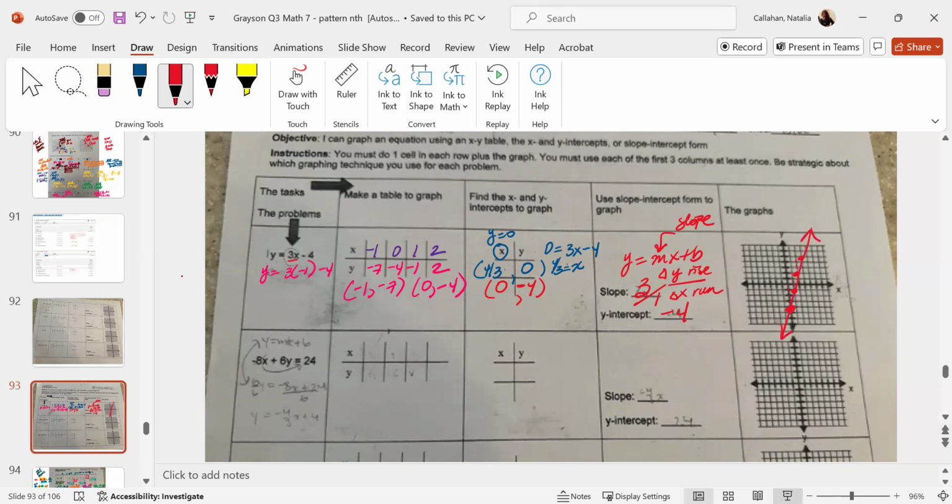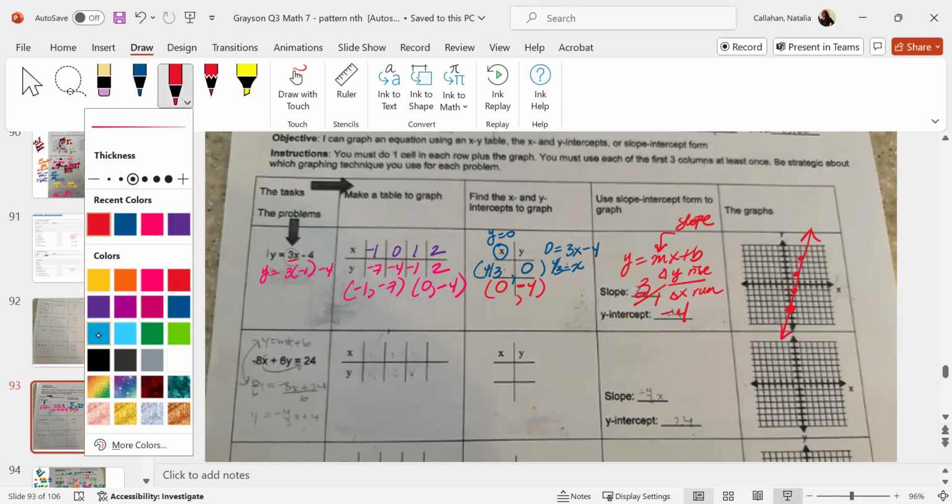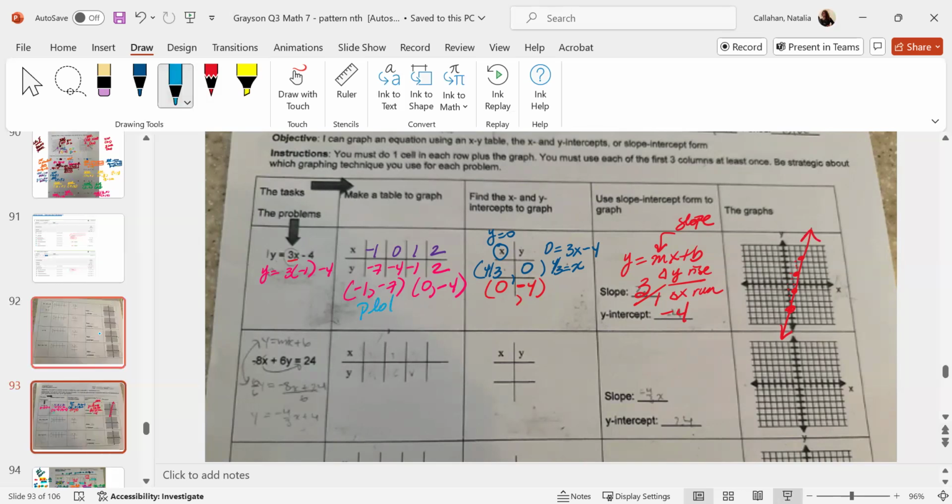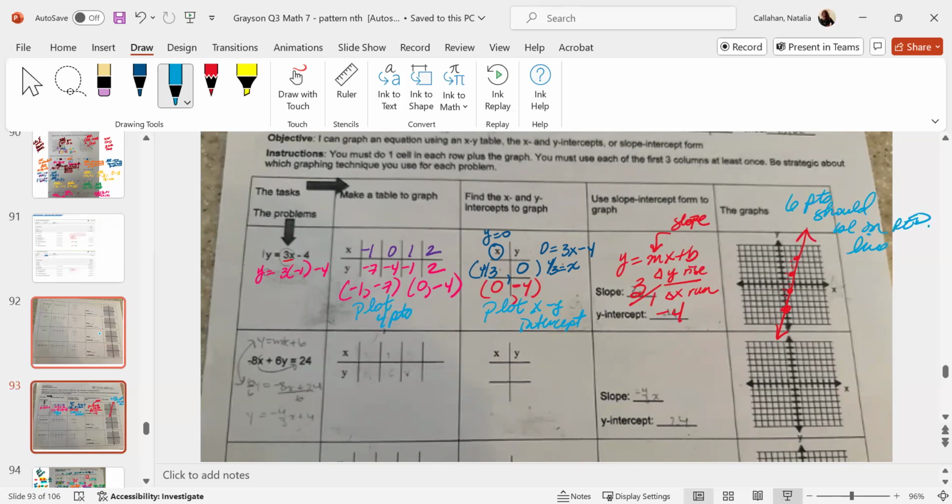You see that? Yeah. And then what I also want you to do is plot these points. Plot these 4 points. And I also want you to plot the x, y intercept. Okay, so these 6 points should be on this red line. Because if it's not on this red line, then you did something wrong. Does that make sense? Because we graphed it correctly.